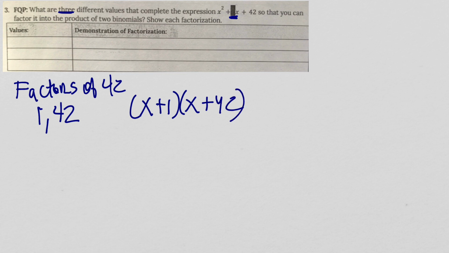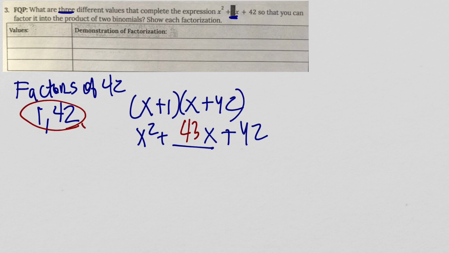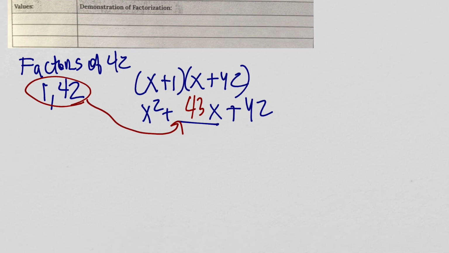All right, let's start with the easiest one ever, 1 times 42. So they are all pluses in this equation, so it would be x plus 1, x plus 42. Question is, what is that middle value there in front of the x? Well, think about it. 42 plus 1 is 43, so the middle value should be 43. So here's one set. That gives me 43x in the middle.